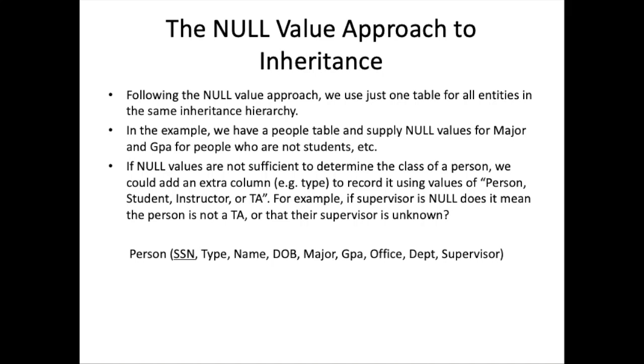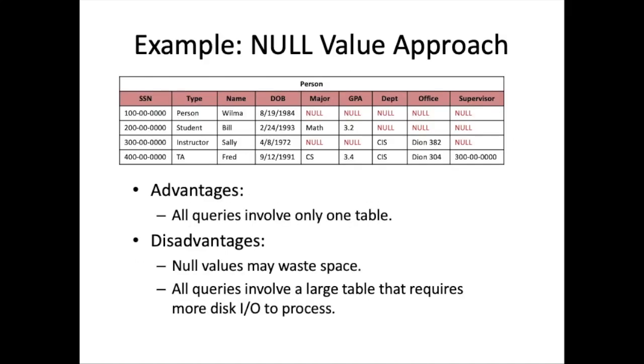And then we have all the other columns for name, date of birth, major, GPA, office, department, and supervisor. If we were to implement this for the example that we were given with these 4 people, we're going to have one row in this table for each person. Wilma, the librarian, will simply have null values for major, GPA, department, office, and supervisor. Those are the student, instructor, and TA attributes.